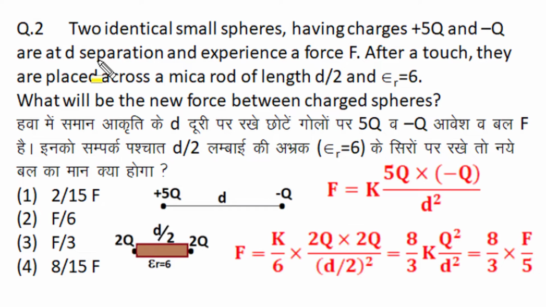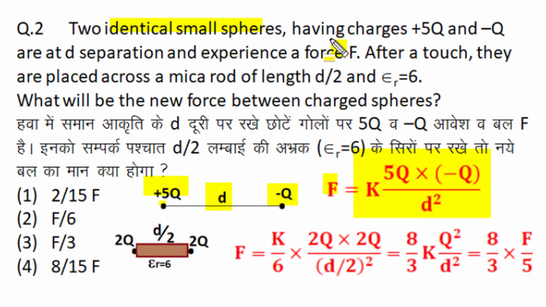The next problem is a numerical. We are given 2 identical shaped small spheres which, when charged, act as a point charge acting from the center for all external positions, and they have charge plus 5q and minus q coulomb. They are placed in air with d separation, and the mutual force as per Coulomb's law, given by this expression, is F.